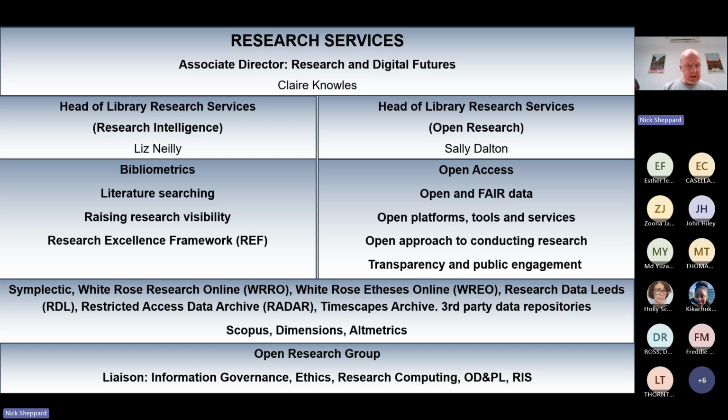Whereas on the other side of the team, they cover bibliometrics, so citation analyses, that kind of thing, if you've got any requirements for that, or literature searching. And also raising research visibility. So again, as it says on the tin, improving the reach and visibility of your research, which obviously interacts also with open research. So we do obviously work together as a team, but I think we're about 25 FTE altogether. So we're quite a big team.